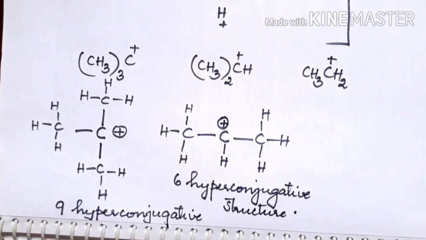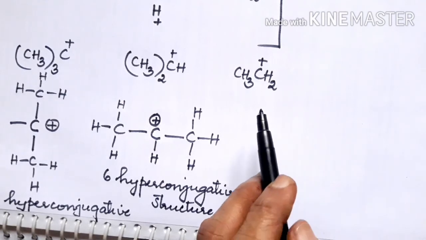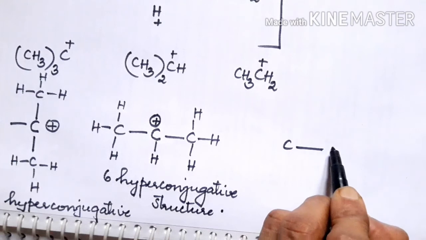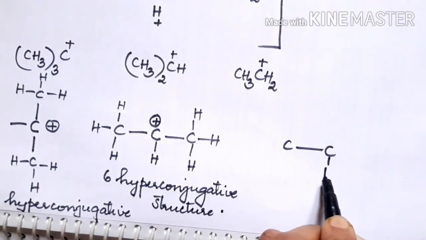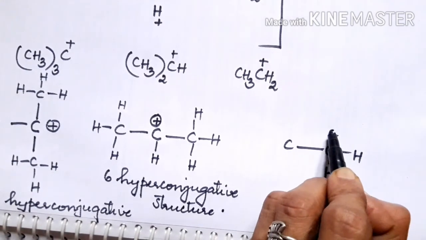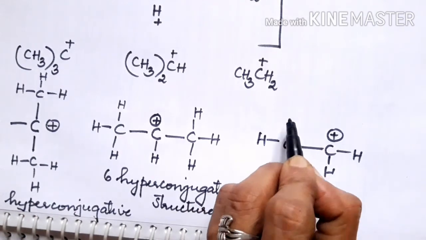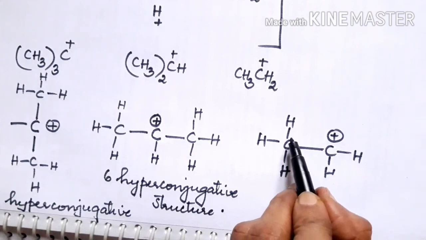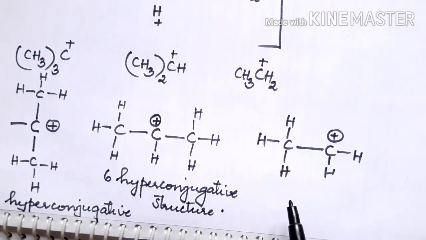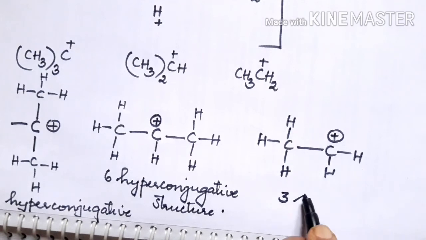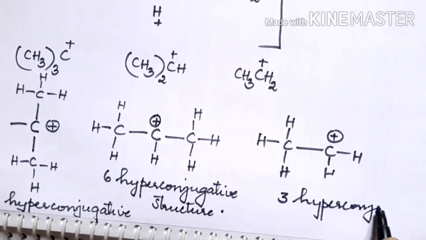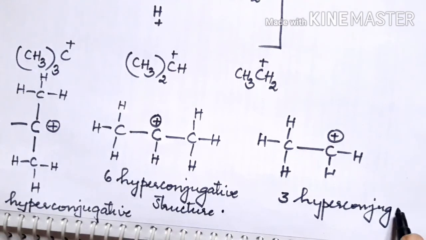Take the case of the ethylium cation. So we have CH2 positive and we have CH3. So there is only one alpha carbon, on which we have 3 C-H sigma bonds. So 3 hyperconjugative structures are possible.